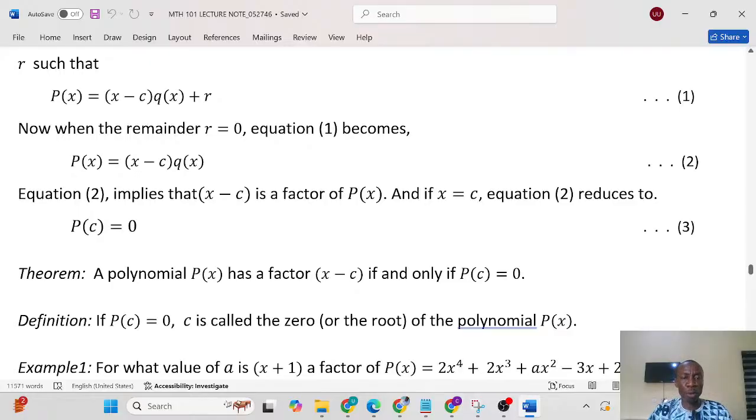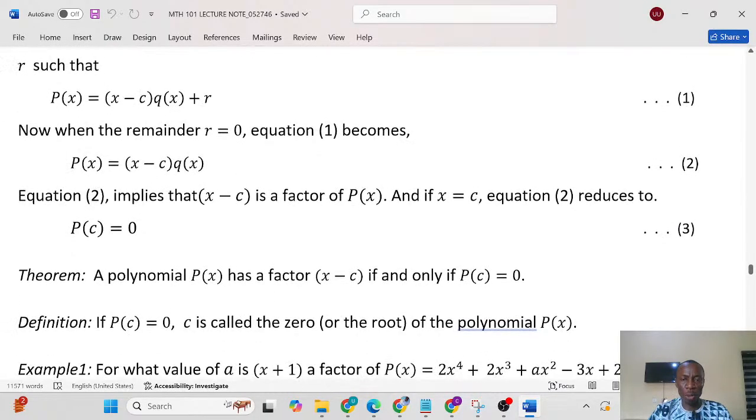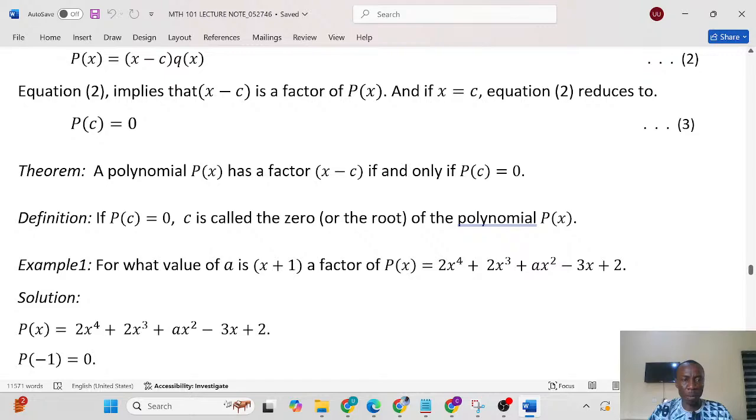A polynomial p of x has a factor x minus c if and only if p of c is equal to what? 0. And that is what we call the factor theorem. Now we'll come back to example 1. Example 1 says, for what value of a is x plus 1 a factor of p of x equals 2x^4 plus 2x^3 plus ax^2 minus 3x plus 2.